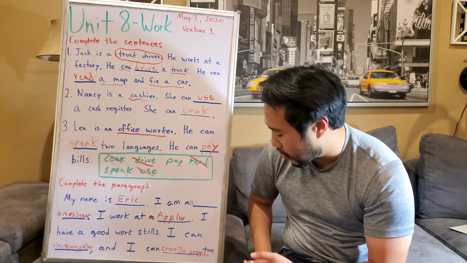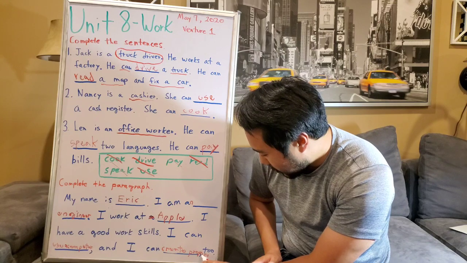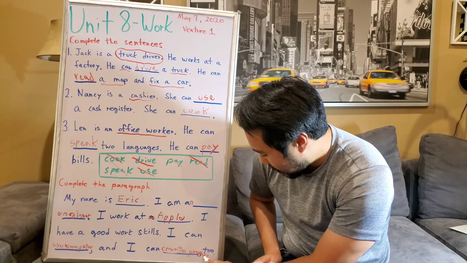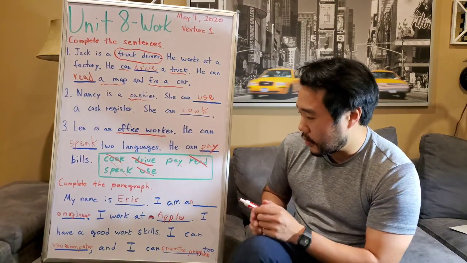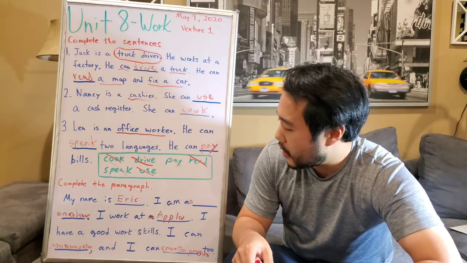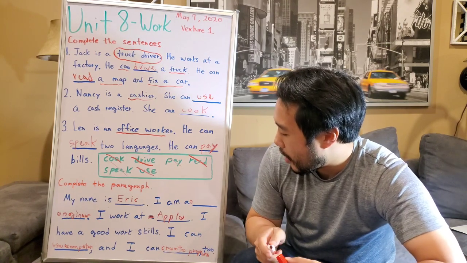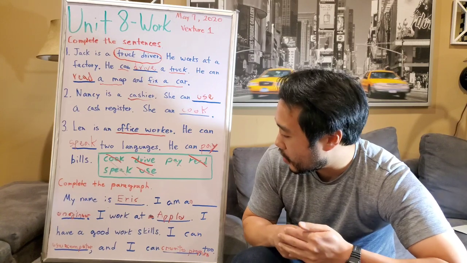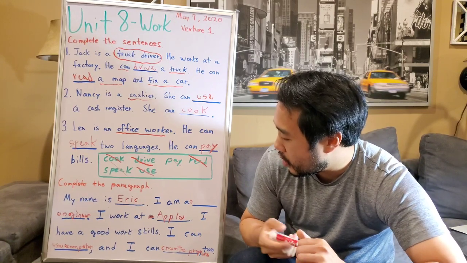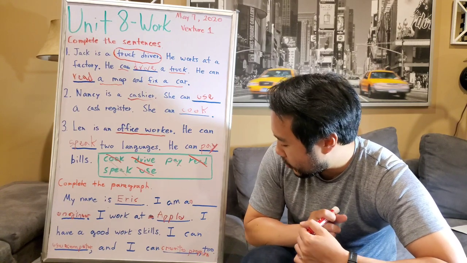P-R-O-G-R-A-M-S. It doesn't look like it, but it's programs. So this is what I wrote. My name is Eric. I am an engineer. I work at Apple. I have good work skills. I can use a computer and I can create programs.